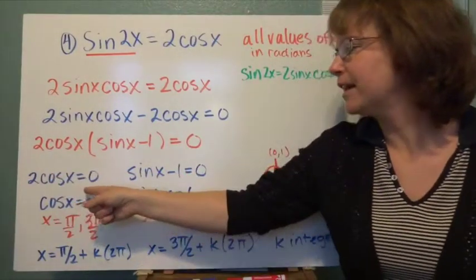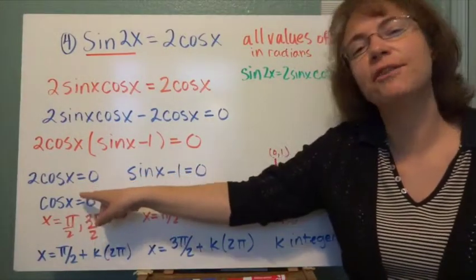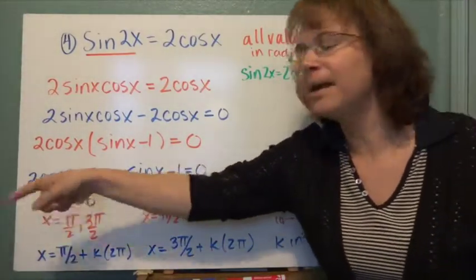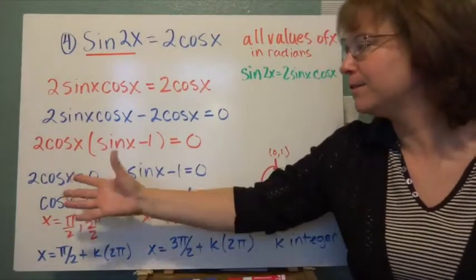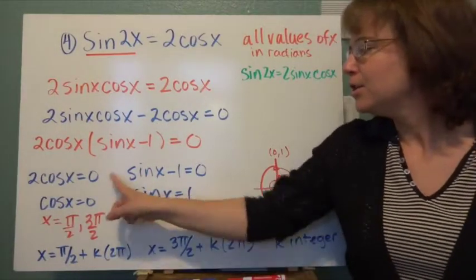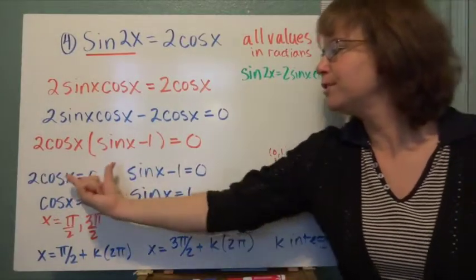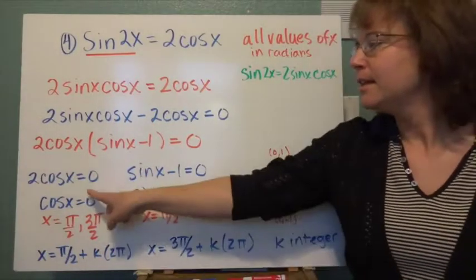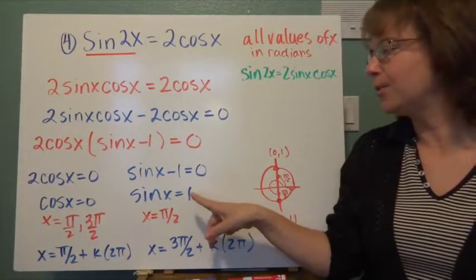So 2 cosine of x equals 0. That happens when cosine of x equals 0. I can just divide by 2, and I can divide by that 2 because it's not a variable. If it's a number, that's okay. But if it's a variable, that takes us into kind of a tricky area. So then sine of x minus 1 equals 0. So I have 2 different possible solutions. Cosine of x equals 0. Sine of x, adding a 1 to both sides, equals 1.